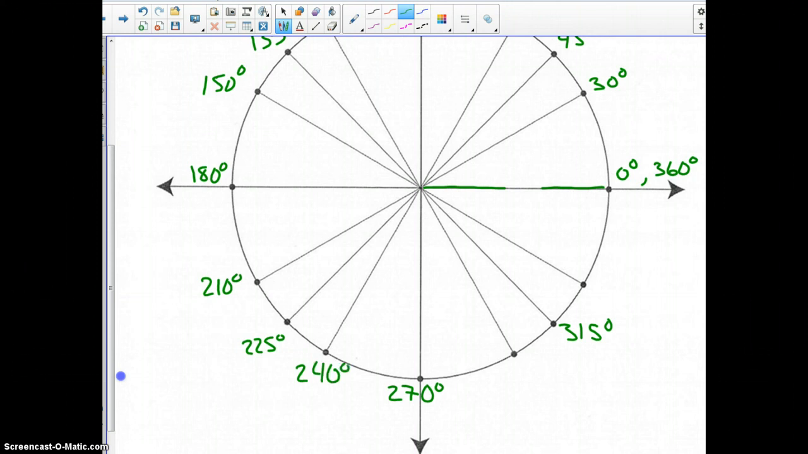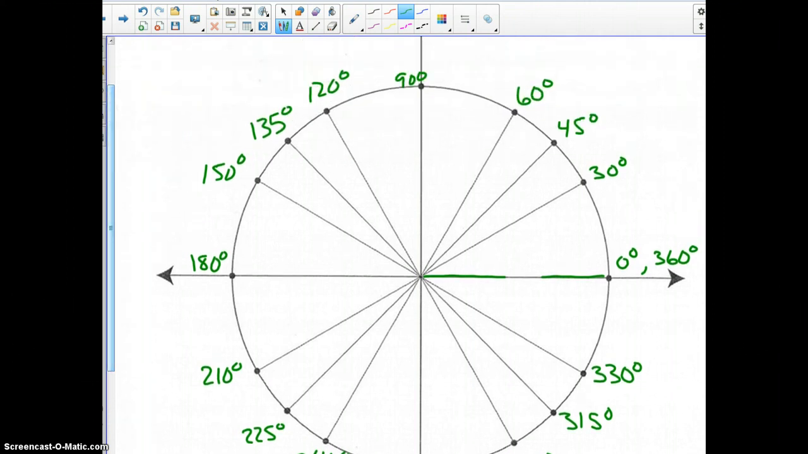Now we've moved to 270, so that one's already marked. Go another, that's 300 degrees. Going another, that is 330 degrees, all the way back to 360. So at this point, we've marked all the degrees. Now if you start thinking about radian measure, that's going to be our second step.